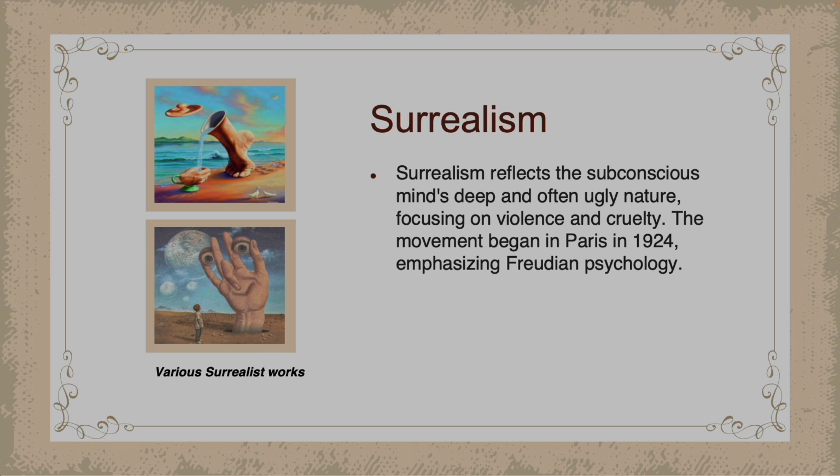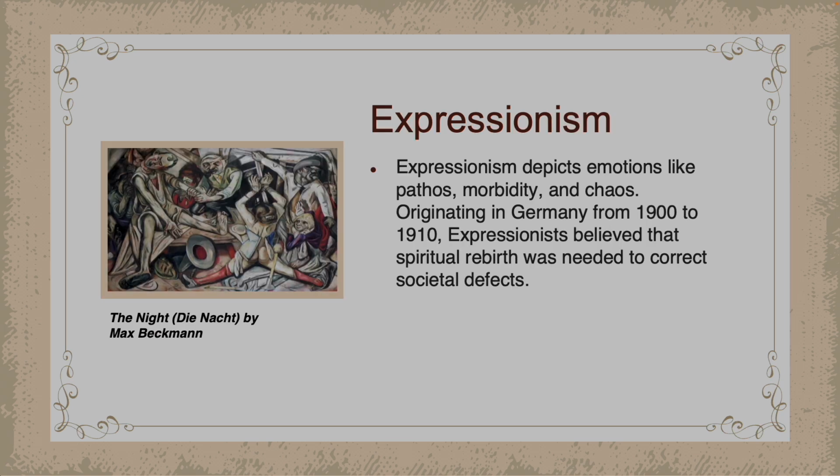And finally, the source mentions Expressionism. Right. Expressionism. This actually started a bit earlier, mainly in Germany, around 1900 up to 1910 or so. And its focus was intense emotion, really raw, often difficult emotions. Pathos, anxiety, morbidity, a sense of chaos. Sounds quite heavy. It often was. Expressionists generally felt that modern society was deeply flawed, maybe spiritually empty. They believed some kind of spiritual rebirth was necessary. And the art reflected that urgency.